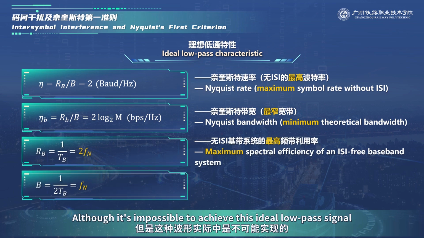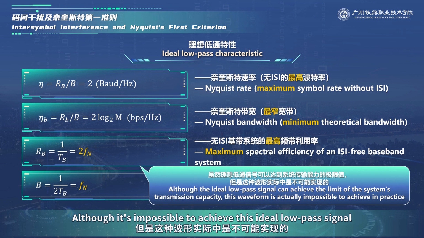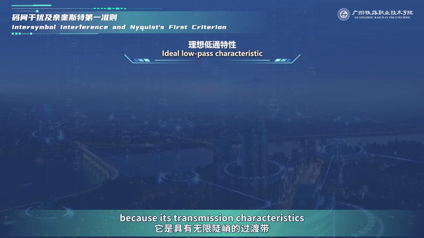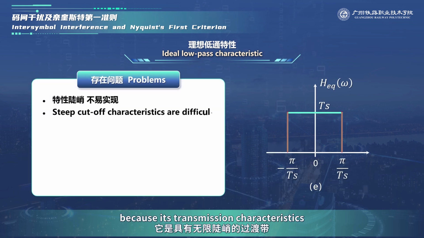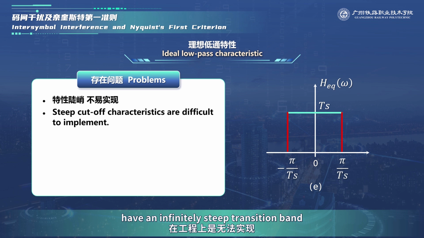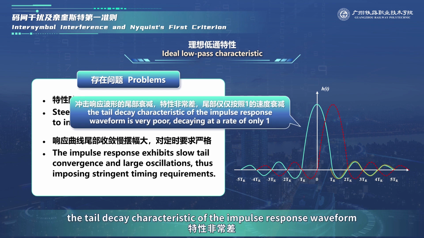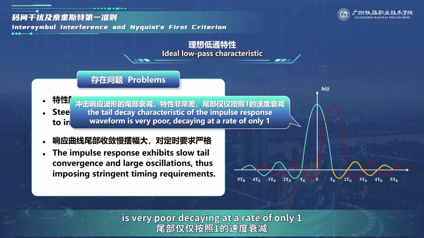Although this ideal low-pass waveform is actually impossible to achieve in practice, because its transmission characteristic has an infinitely steep transition band, which is impossible to achieve in engineering. Even if such transmission characteristics are obtained, the tail decay characteristic of the impulse response waveform is very poor, decaying at a rate of only 1/t.